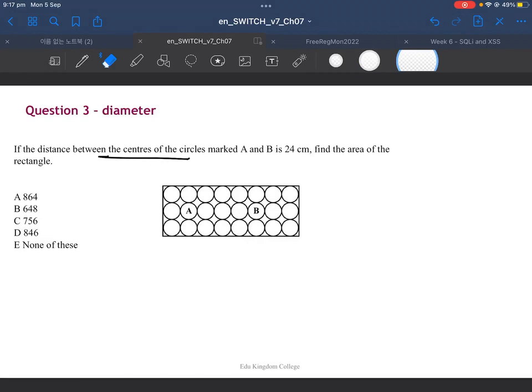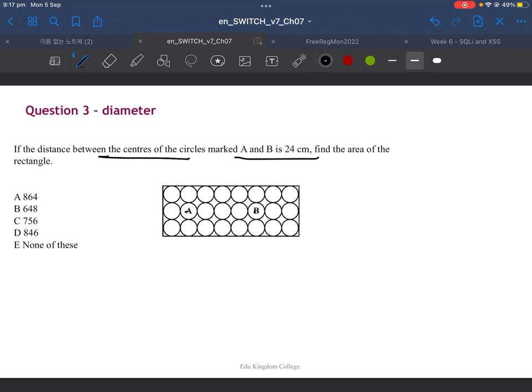Okay, guys, let's look at the next question. If the distance between the centers of the circles marked A and B is 24 centimeters, find the area of the rectangle. Alright, so how do we tackle this question? We start by working with what we know, which is that A and B is 24 centimeters. Now, where is A and B? A and B are known to be the centers of each circle.